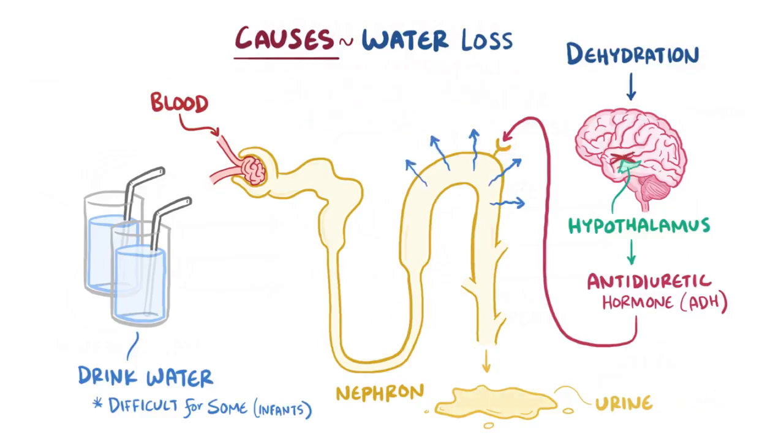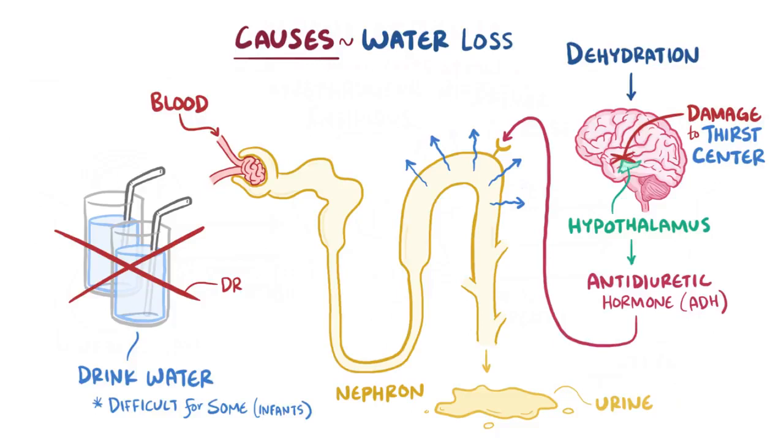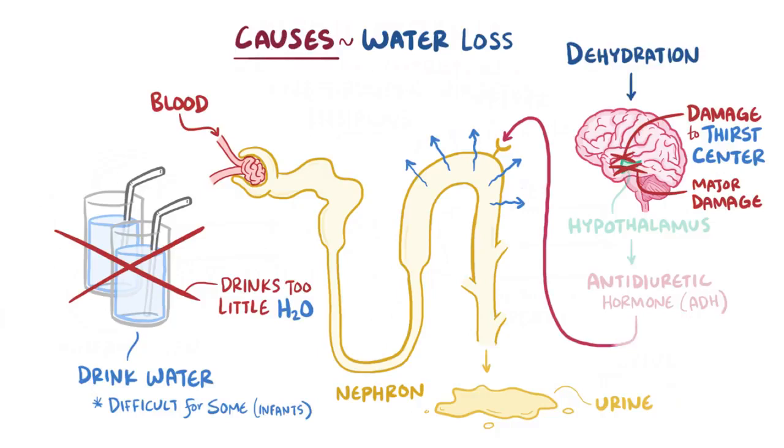Alternatively, there might be brain damage that only affects the thirst center in the hypothalamus, rather than the ADH secreting part of the hypothalamus. Here, the kidneys aren't losing water, but the person drinks too little water while still losing some through the sweat, again resulting in hypernatremia. In rare cases, when there's major damage to the hypothalamus, ADH may not get released and the thirst center might be destroyed, which means that the person will lose a lot of water in the urine and still won't feel thirsty, which is a dangerous combination.